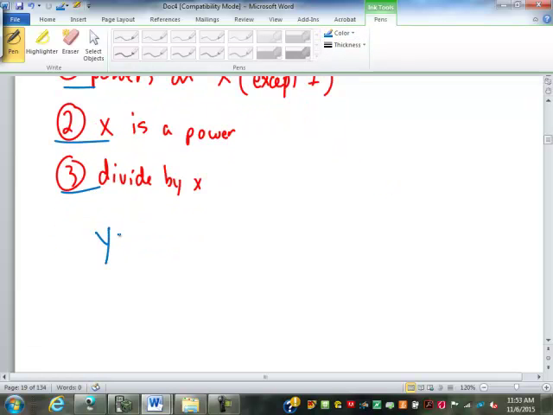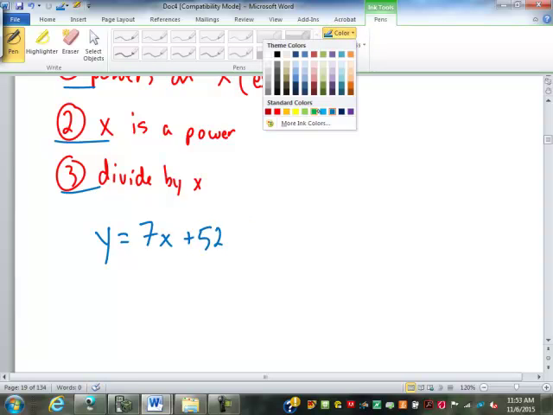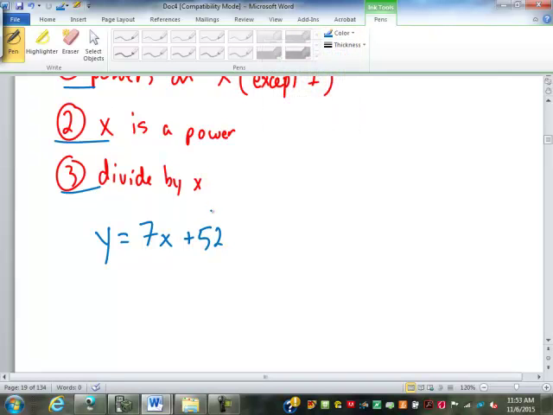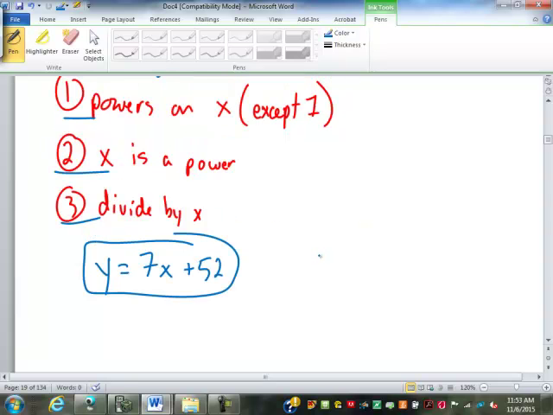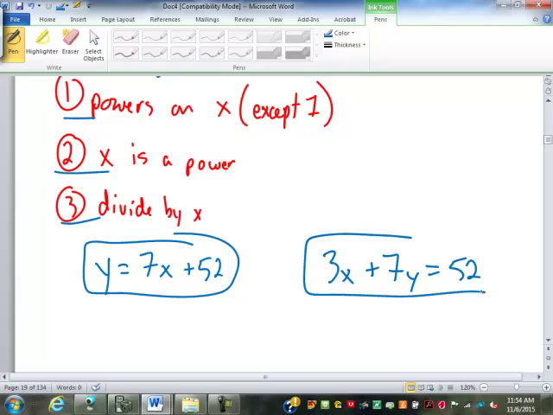So if I give you the equation y equals 7x plus 52, will that be a line or not? Does it have any of those 3 things? No. So it will be a line on my graph. If I have 3x plus 7y equals 52, will that be a line on the graph? Well, does it have any of those three things? No, it doesn't. So yes, that will also be a line.